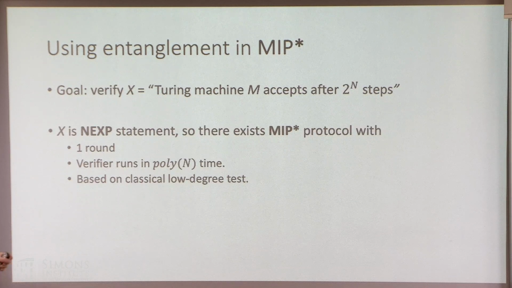Okay, so how does that result work? I'm going to give a sketch of it. Suppose your goal was this: you want to verify some statement x, that a Turing machine M halts after 2 to the n steps, just exponential time. This statement x is an NEXP statement. So using the result of Ito and Vidick from 2012, this means that there's an MIP star protocol that has 1 round. The verifier runs in polynomial in n time, and it's based on the classical low degree test. We know this from 2012.